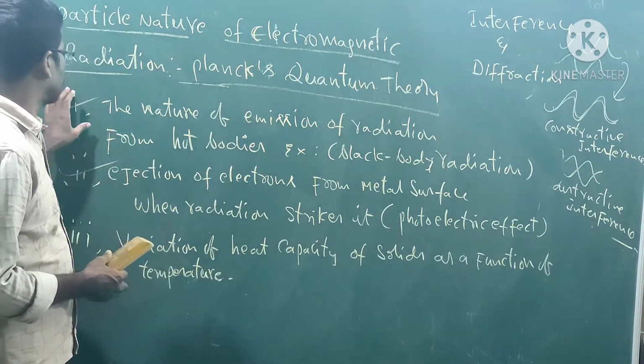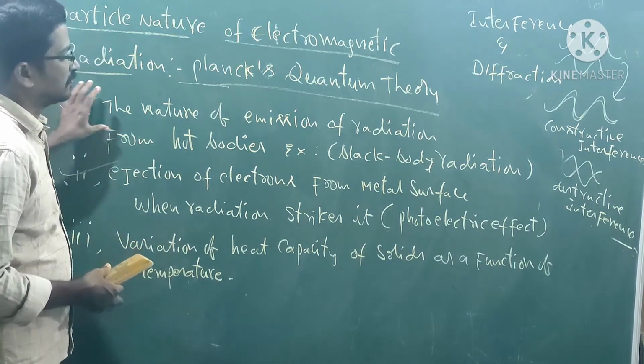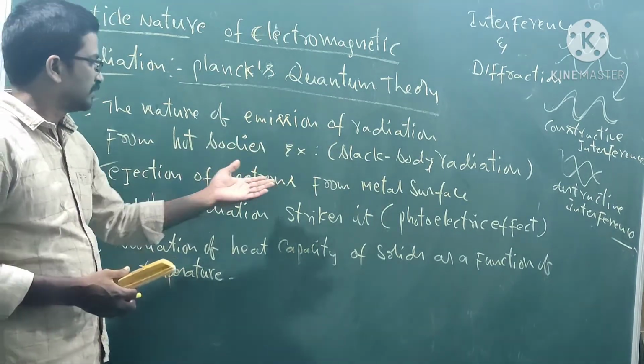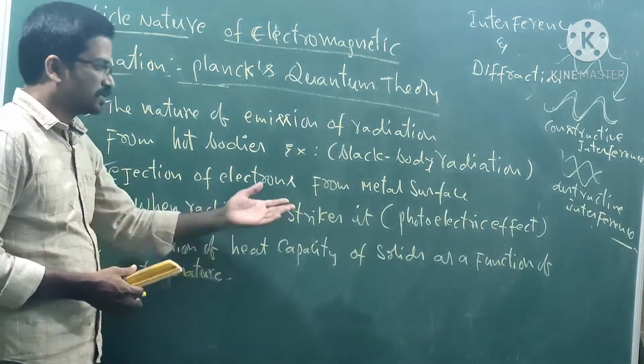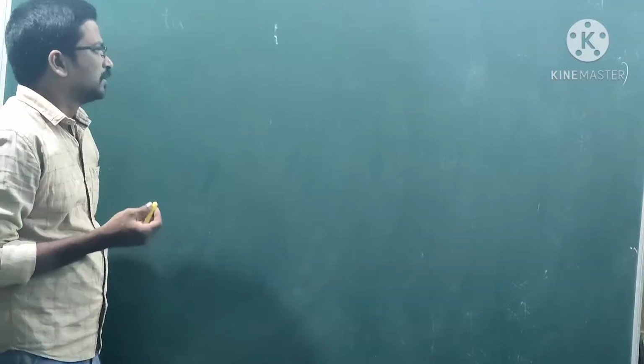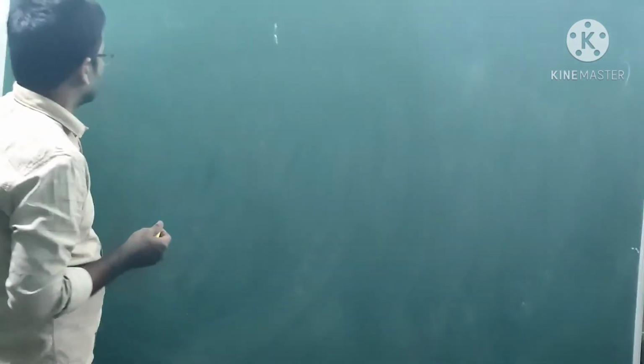In our syllabus, two topics are covered in detail: the nature of emission of radiation, black body radiation, and the ejection of electrons from a metal surface, that is, the photoelectric effect. Okay, let us focus. In the 10th class textbook there is also one concept.